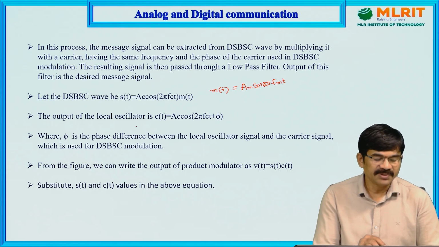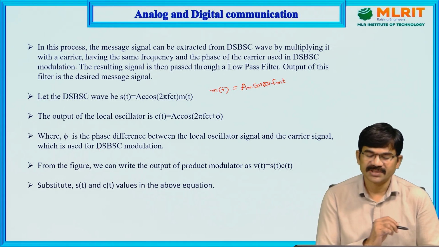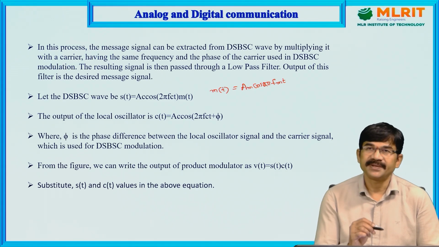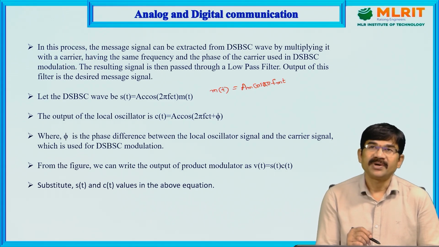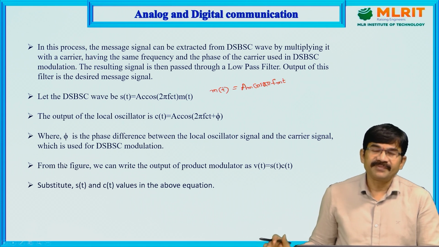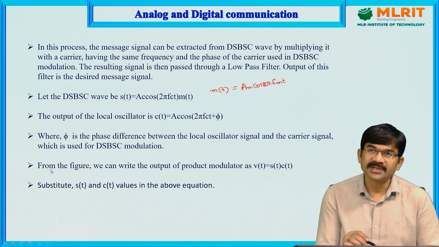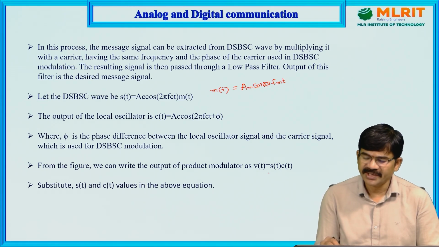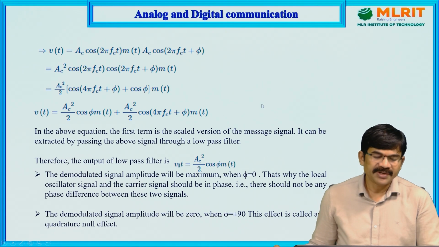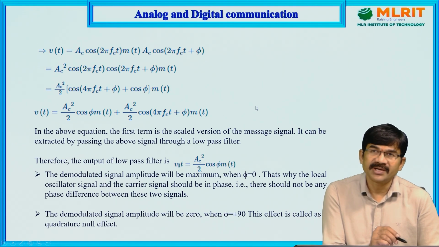The output of the local oscillator is c of t, Ac cos(2 pi fc t plus phi), where phi is the phase difference between the local oscillator signal and the carrier signal which is used for the DSBSC modulation. Now v of t is the output of the product modulator, so v of t is s of t multiplied with c of t. So how do we represent v of t here?